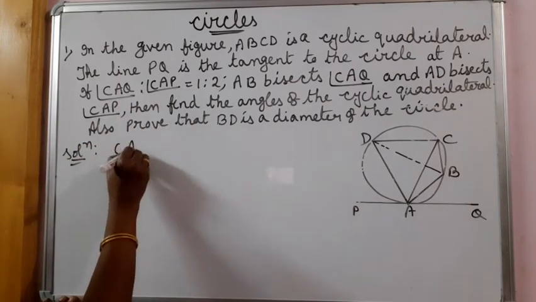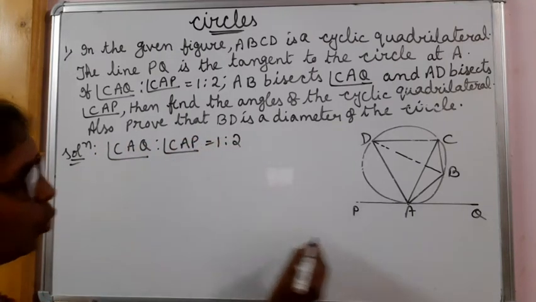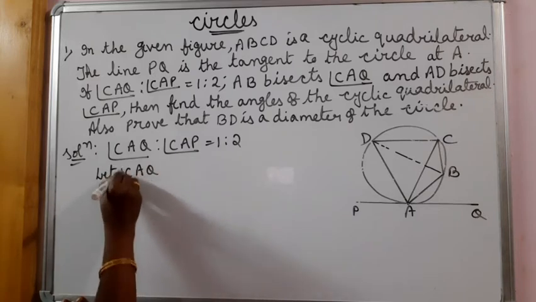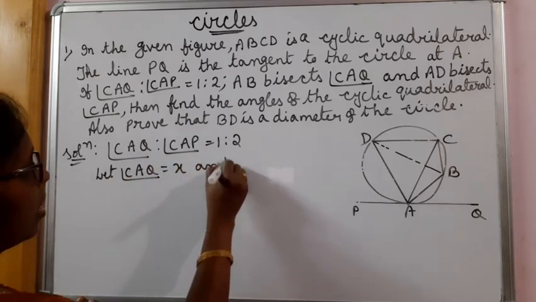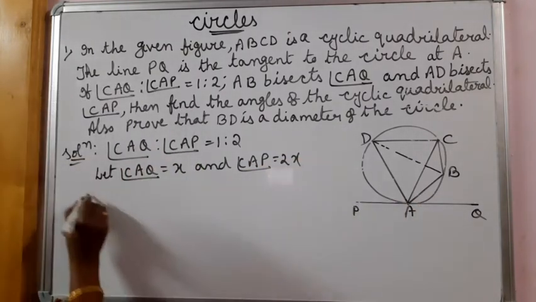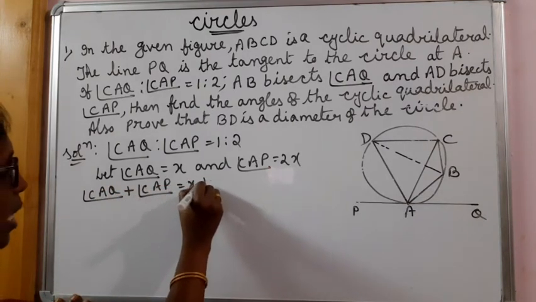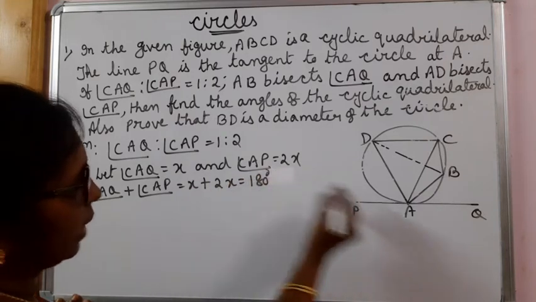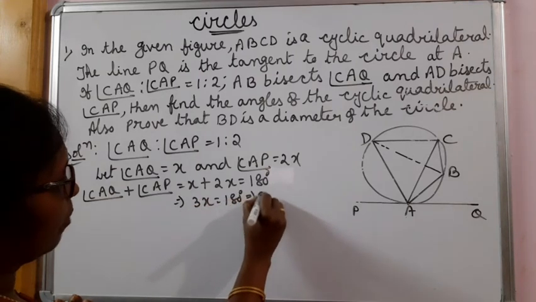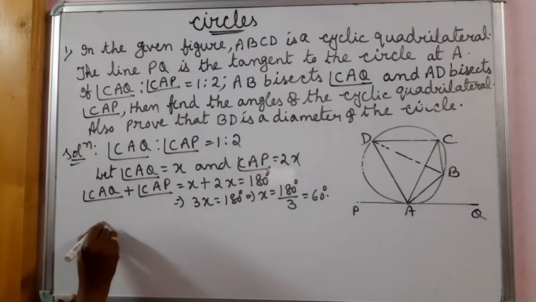First, what is given? Ratio between angle CAQ and angle CAB is 1:2. Let angle CAQ be x, and then angle CAP will be 2x. We know that the sum of these two is 180 degrees. Angle CAQ plus angle CAP, that is x plus 2x, is equal to 180 degrees because these two angles form a linear pair. 3x is 180 degrees, that implies x is equal to 180 by 3, that gives you 60 degrees.